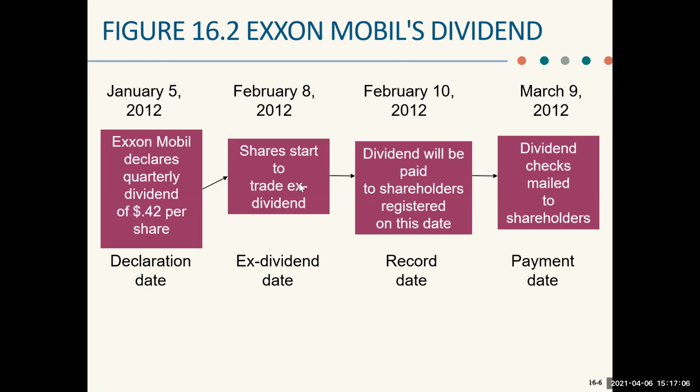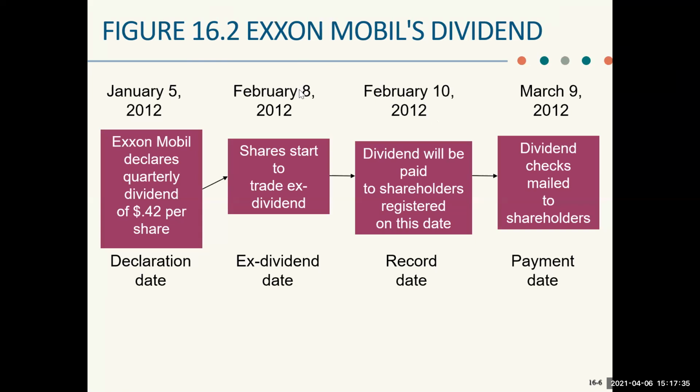What are these two dates? Okay, so let's tackle this. February 10, which is the record date, means the company will make records of the people who have the shares so that they know whom to send the check. Who will get the dividend. They make a record on February 10.